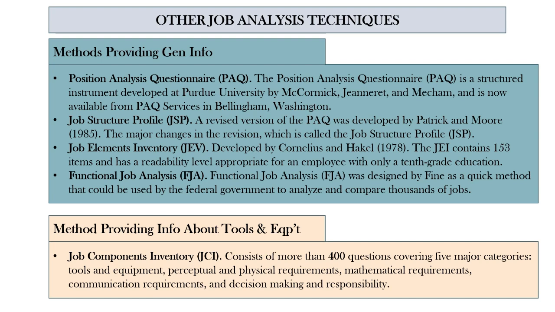Next, we also have the method providing information about tools and equipment. We have the Job Components Inventory, or the JCI. It consists of more than 400 questions covering 5 major categories. You have tools and equipment, perceptual and physical requirements, mathematical requirements, communication requirements, and decision-making and responsibility. I want you all to take note of these tests because in the previous board examination, these tests were really asked, especially PAQ.